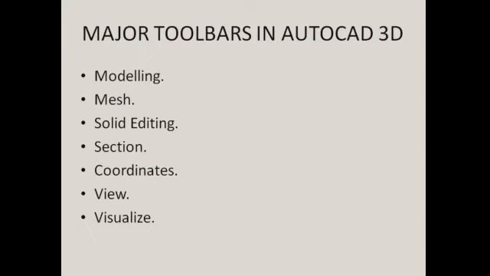What are the major toolbars in AutoCAD 3D? Modeling, meshing, solid editing, section, coordinates, view, and visualize. These are the major toolbars in AutoCAD 3D.